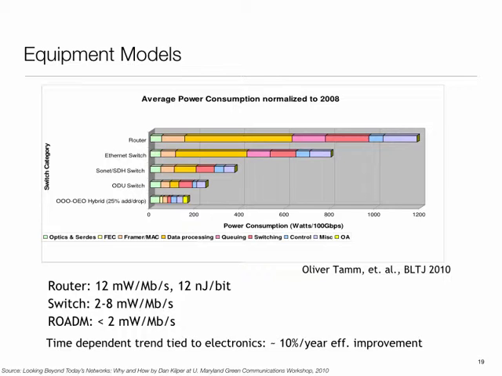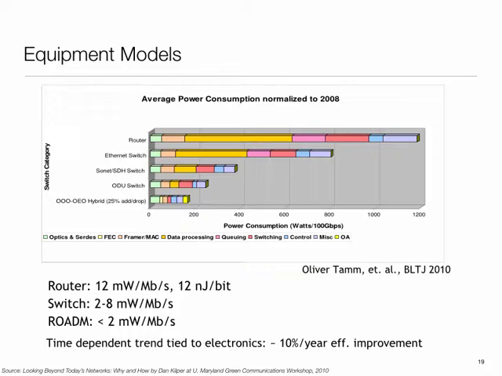so where does all of this end up? What kind of numbers do we see? Let's look at different layers of the network. We use routers, we use switches, and things like that. Roughly speaking, a router is 12 nanojoules per bit, or 12 milliwatts per megabit per second. A switch, 2 to 8 milliwatts per megabit per second. So a router is doing a more complicated job, so obviously there is more energy consumption.